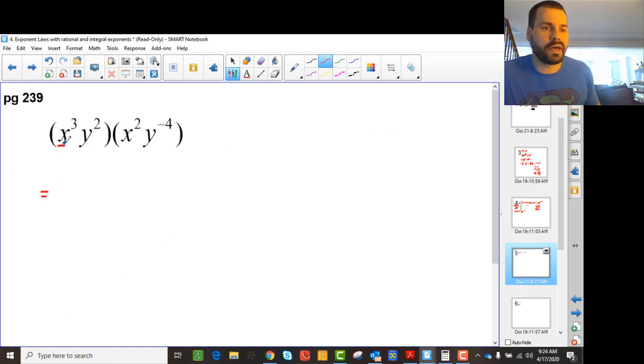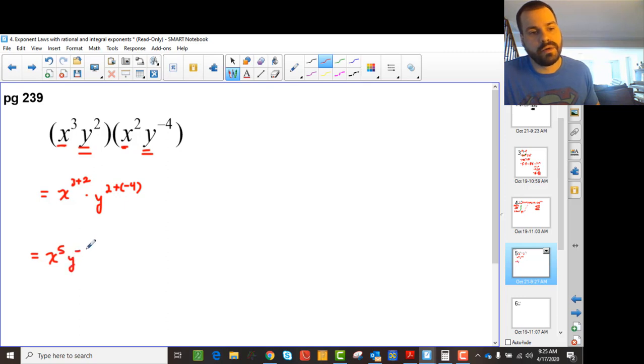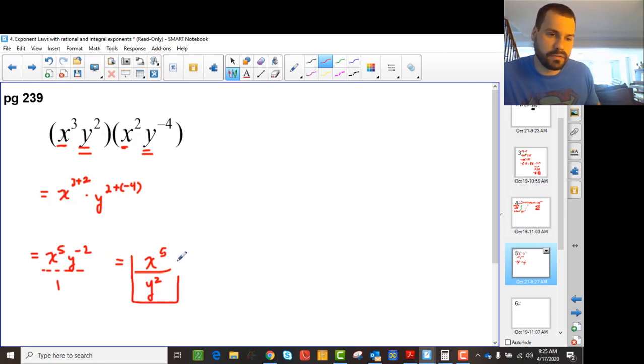Here's another example. So what we're going to do is we're going to look at the x's first, and we're going to add their powers. So we're 3 plus 2 because we're multiplying them. Then we're going to look at the y values. We're going to add their powers. So I'm going to get y to the 2 plus minus 4. Okay. So that gives me x to the 5th and y to the minus 2. And then, again, what I'm saying in terms of what we just talked about is I can just write that as x to the 5 divided by y squared because this is technically over 1. So if I have a negative power in my numerator, I just write it as a positive power in my denominator. So this is my final answer.